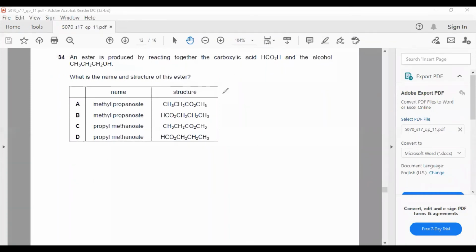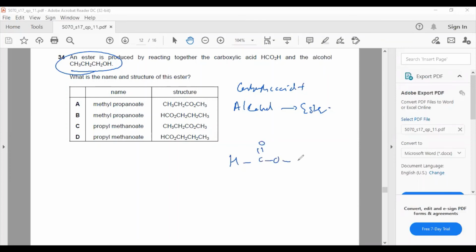34. Now it's ester. You know when alcohol reacts with carboxylic acid, it forms an ester. To name an ester, first we name the alkyl. I draw it here, it's not necessary, but I draw it. A three carbon alcohol and a one carbon carboxylic acid, that's the ester.